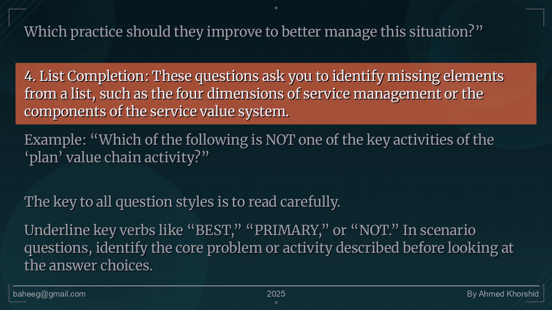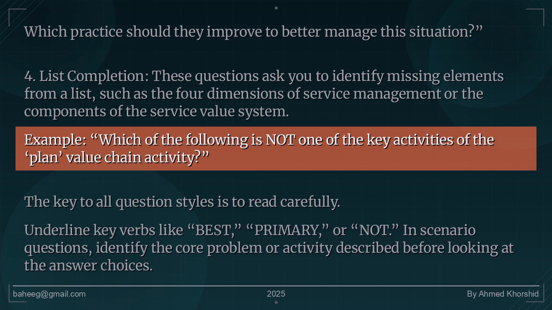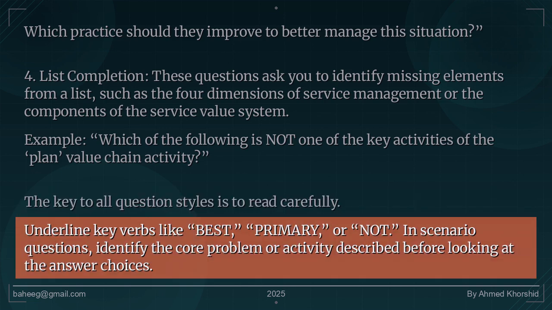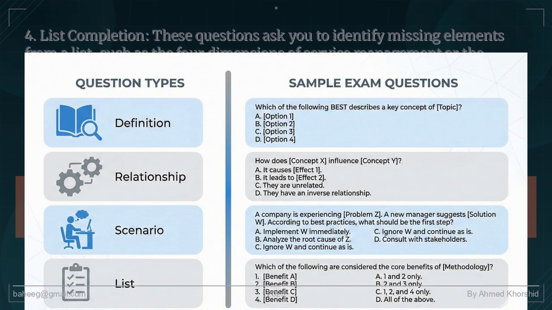4. List completion. These questions ask you to identify missing elements from a list, such as the 4 dimensions of service management or the components of the service value system. Example: which of the following is not one of the key activities of the plan value chain activity? The key to all question styles is to read carefully. Underline key verbs like best, primary, or not. In scenario questions, identify the core problem or activity described before looking at the answer choices.